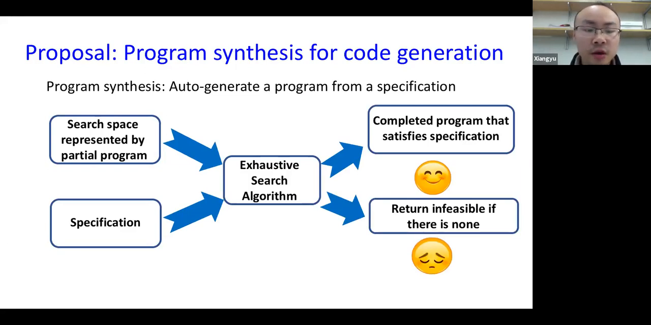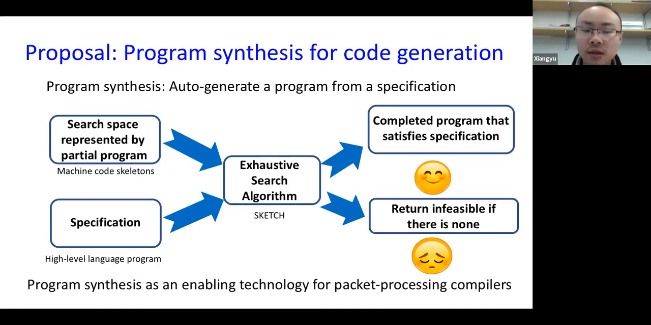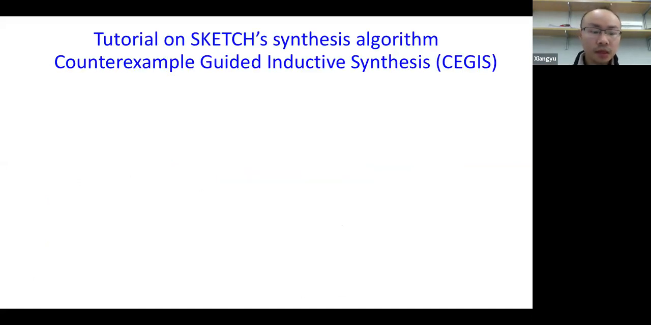To be specific, we can use search space of partial programs to represent the machine code skeleton and use specification to represent the high-level language program. The program synthesis tool we use in our project is Sketch. So in a sense, our main idea is to use program synthesis as an enabling technology for rapidly building compilers for emerging packet processing hardwares. Now I will give you a brief tutorial on how the Sketch synthesis algorithm works.